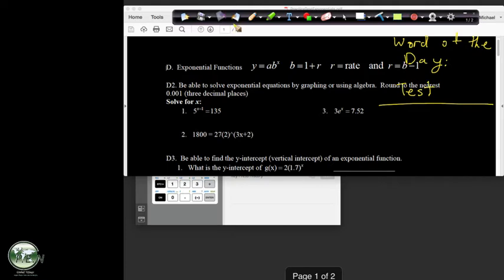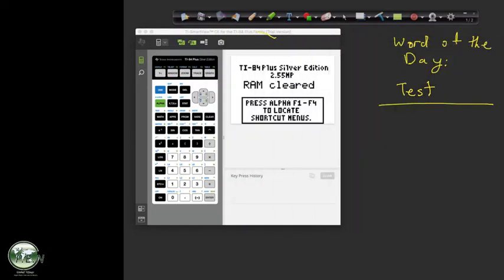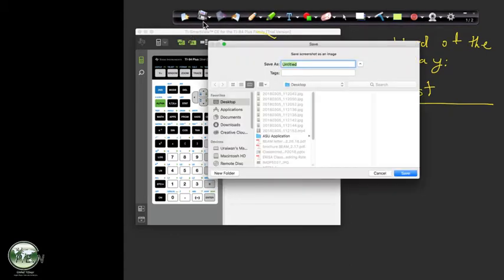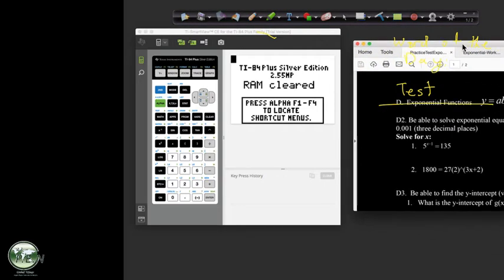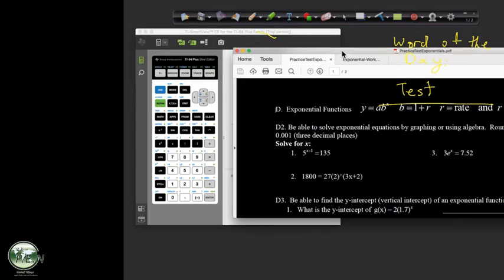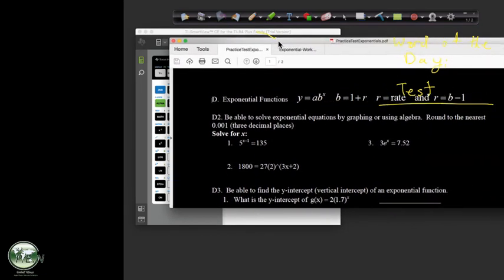Actually, before I do this, I probably should take a picture while it's still nice and clear. Where is that? There it is. And by the way, if you've been watching the videos, does it help having the screenshots? Has anyone found those helpful? Okay, so I'll keep doing them.